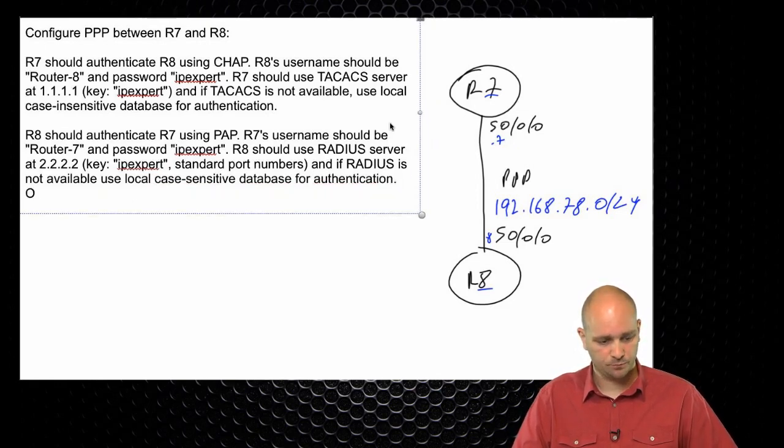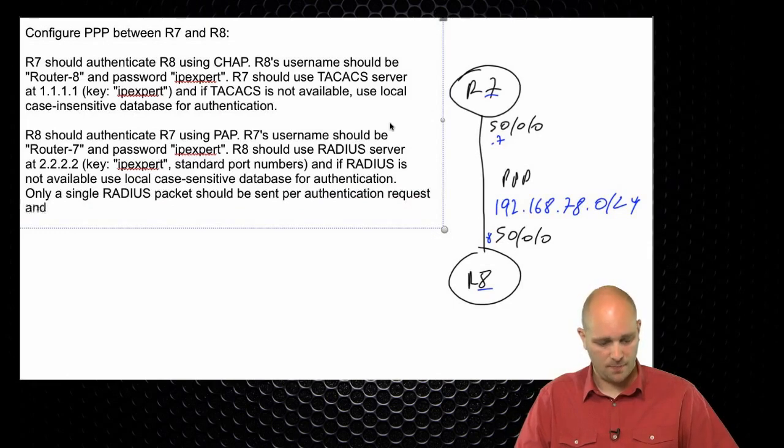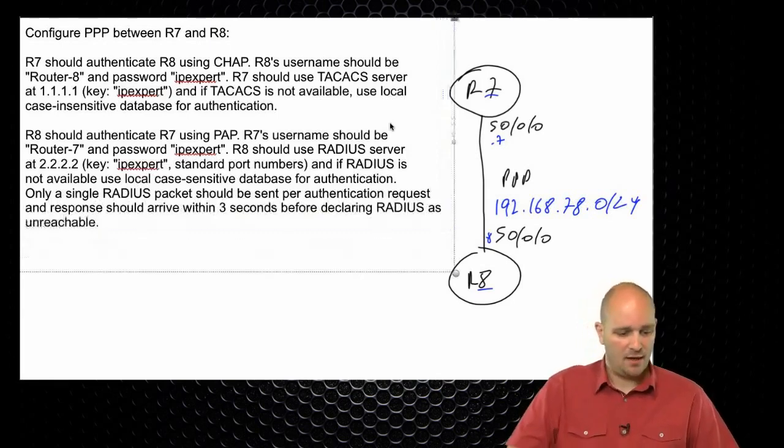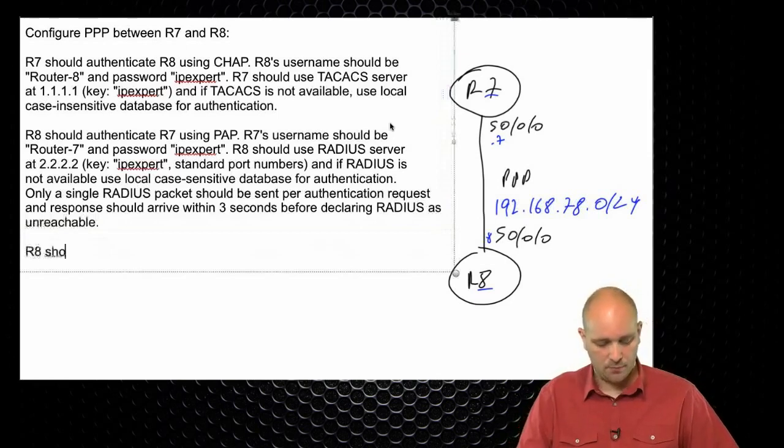Only a single RADIUS packet should be sent per authentication request, and the response should arrive within 3 seconds before declaring RADIUS as unreachable. Finally, R8, or let's make R8 the complicated one.